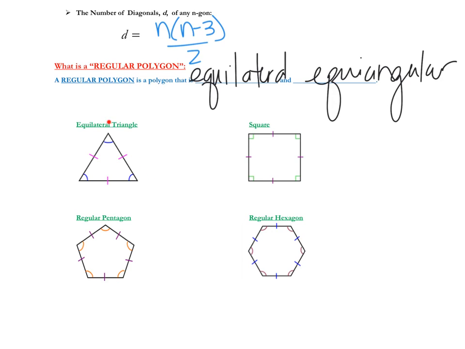One is an equilateral triangle. So an equilateral triangle has all sides congruent and all angles congruent. And then a square, we've worked with that one already. All angles congruent, all sides congruent. This is what a regular pentagon looks like, and this is what a regular hexagon looks like. And we could keep going on. We could do a regular heptagon, a regular octagon, and we can keep going on and on. But just know that for a regular polygon, all sides are congruent, all angles are congruent.